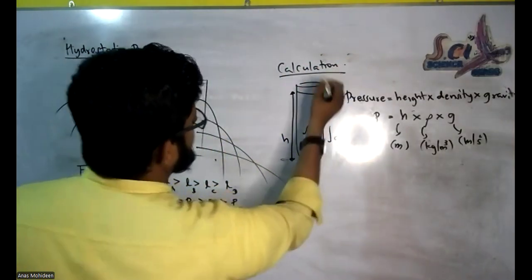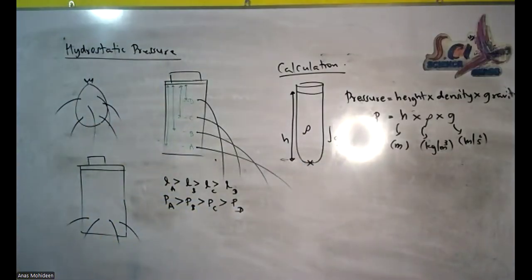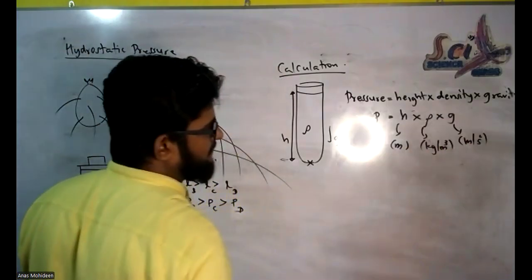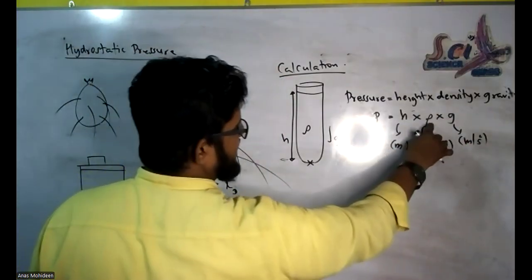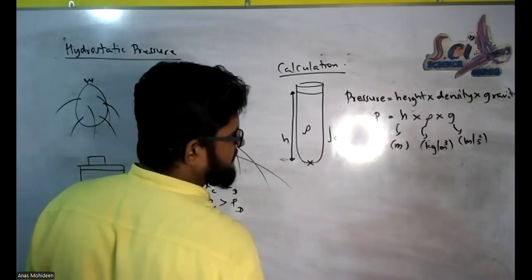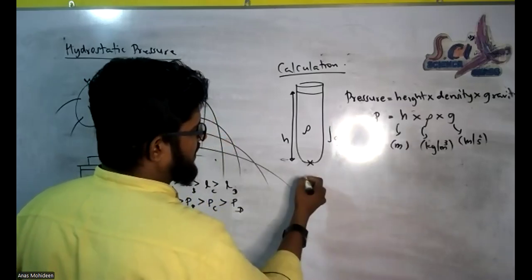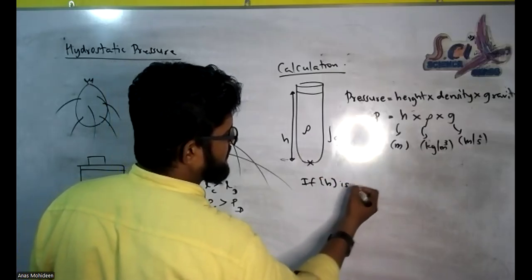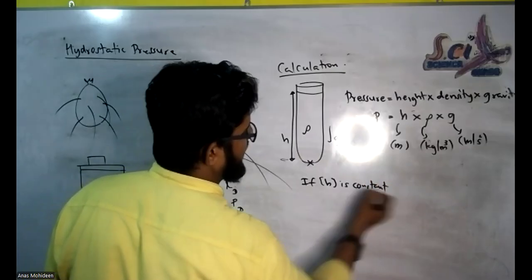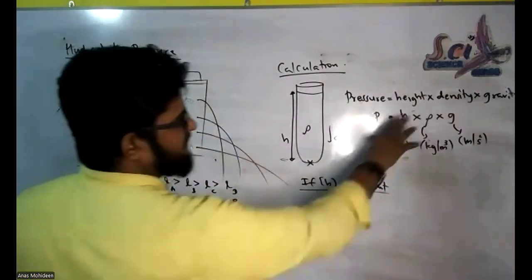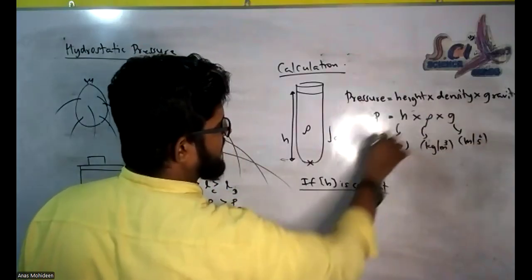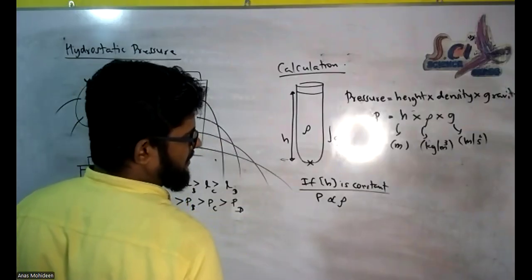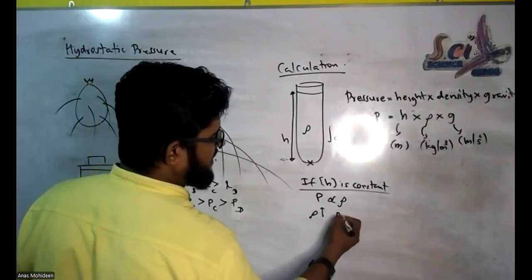So here, now the gravity is the same, right? Gravity cannot be changed. So without changing the gravity, let's say the rho you increase, and the height is also the same. If height is constant, gravity anyhow the same, then P will be directly proportional to rho. Rho means density. Okay. So rho you increase, pressure increases.